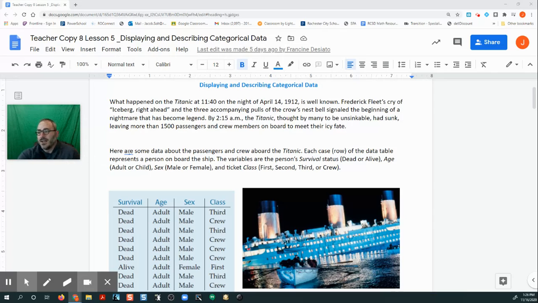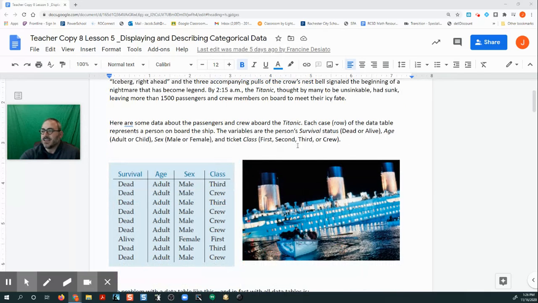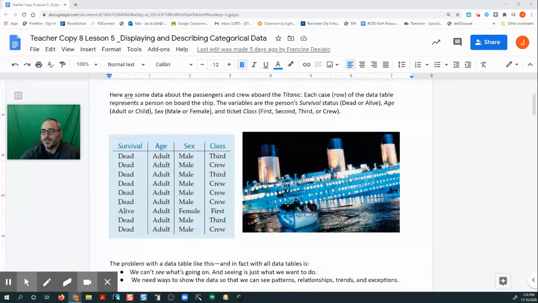Here is some data about passengers and crew about the Titanic. Each case, or row, of the data table represents a person on board the ship. The variables are the person's survival status, dead or alive, age, adult or child, and sex, male or female, and the ticket class, first class, second class, third class, or crew.